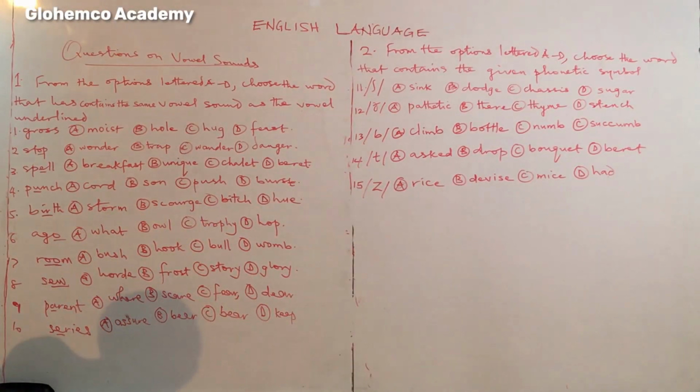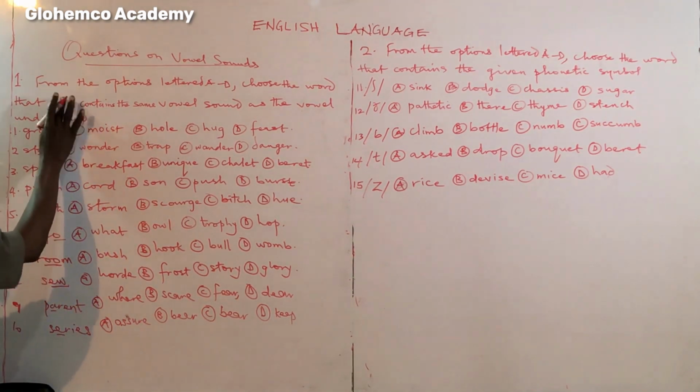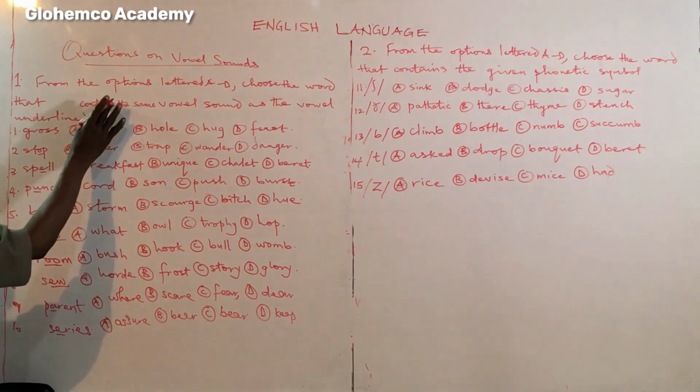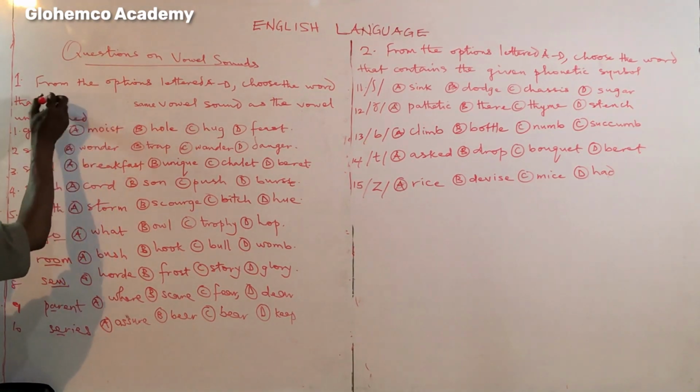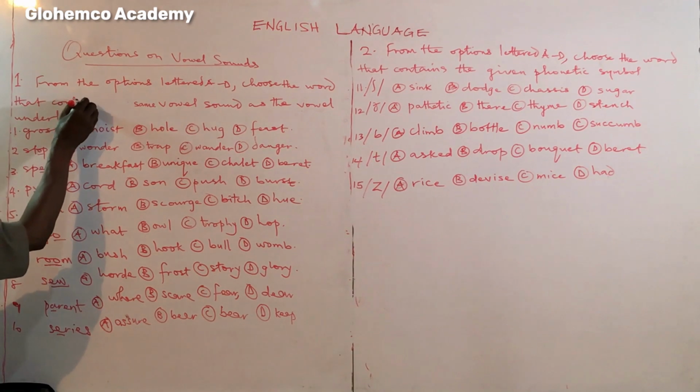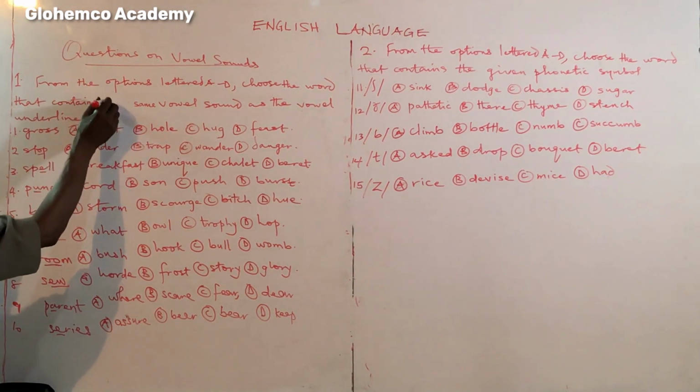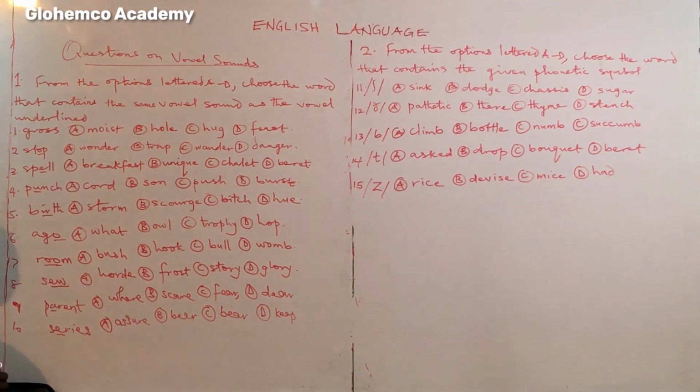These are just 15. Let's give answers to them. From the options letter A to D, choose the word that contains the same vowel sound as the vowel underlined.